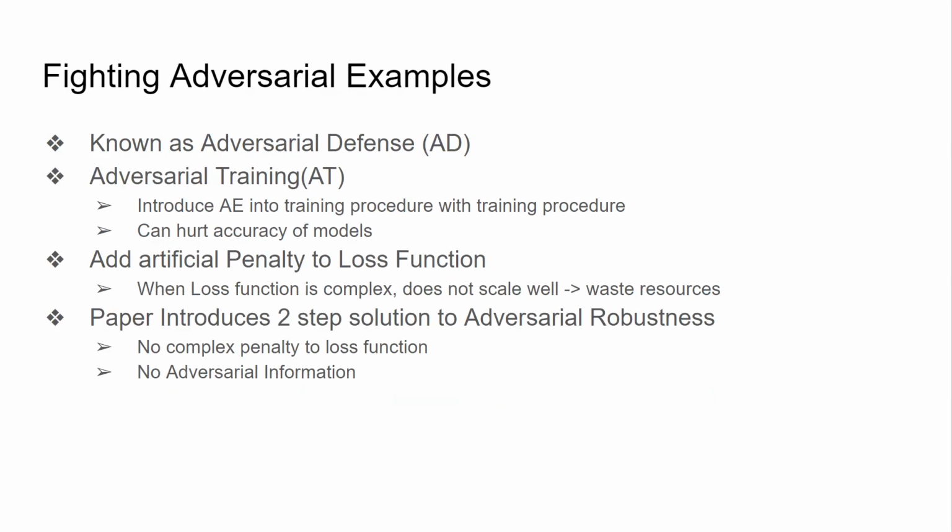All right, so fighting adversarial examples, or adversarial defense, there are two known methods. There's adversarial training, which introduces the examples straight into the training procedure, and then there's also adding an artificial penalty to the loss function. They're both not great for classification because adversarial training affects the accuracy of the models with clean data, and the penalty doesn't scale well because when the loss function is too complex, it doesn't work as well. This paper's solution is to introduce a two-step solution without either of these.